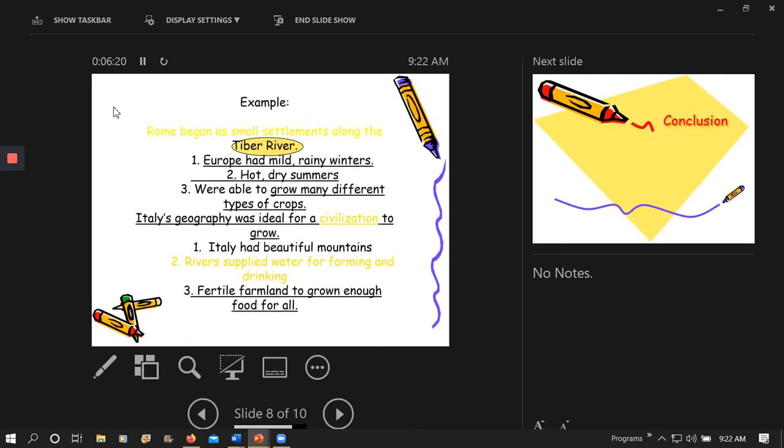And how does this look? Well, you can see here, this is supposed to be highlighted. So, Rome began as a small settlement. Tiber River is circled, vocabulary word. Main idea, main point, Europe had many mild rainy winters, hot dry summers, able to grow many different crops. Civilization, vocabulary word highlighted. Rivers supplied water for farming and drinking. Other main idea and point. So this is what your note looks like when interacting. This is not just having notes written down. This is actually going back and focusing on them, which is why they're called focus notes. Okay? So there's an example of what it would look like.